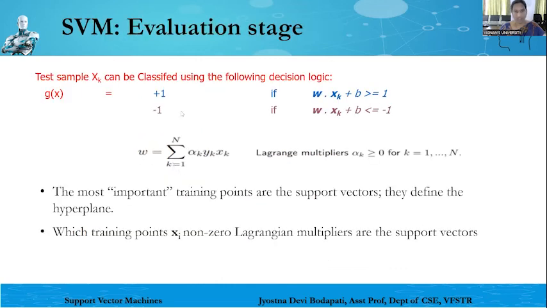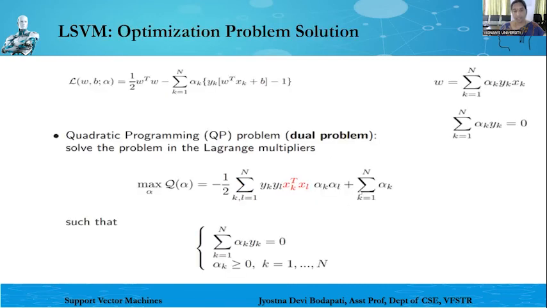So what is our decision logic? This is the decision logic: if w x k plus b is greater than or equal to 1, then it is positive. Otherwise, it's assigned to the negative class, right? But what is w? w is the summation over k equal to 1 to n of alpha k y k x k. So y k is the ground truth, x k is the kth training example, and alpha k is the associated kth Lagrangian multiplier, and we can solve for it when we solve this optimization problem, right?